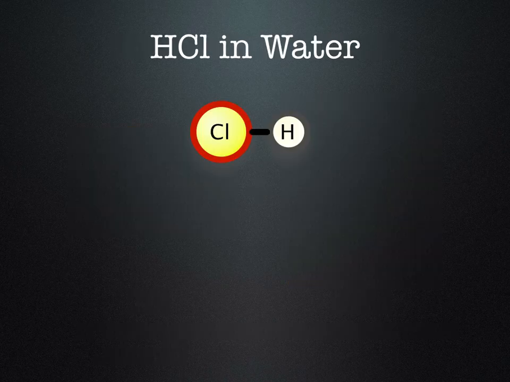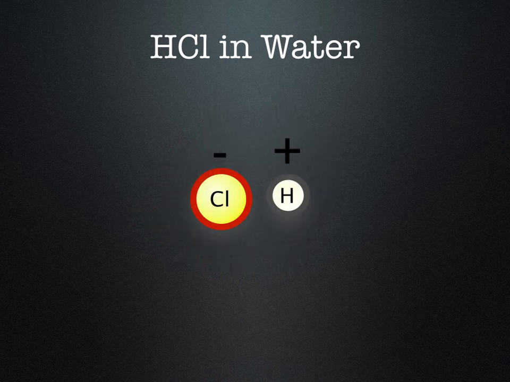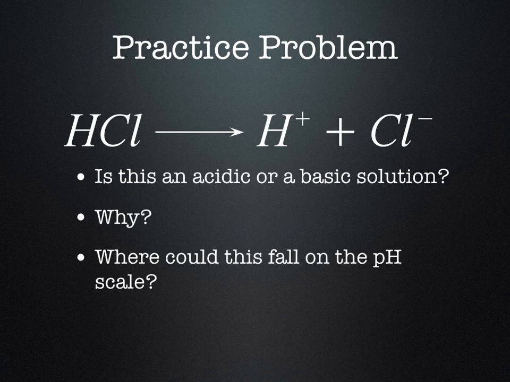And this is what happens. Cl separates from H, and you get H plus ions. Now recall that we had this equation, HCl goes to H plus and Cl minus. So is this an acid or a base? And it is an acid, and the reason is because we have H plus ions being put into solution. So when you see H plus ions, you know it's an acid. Where could this fall on the pH scale? Anywhere from 0 to 7.